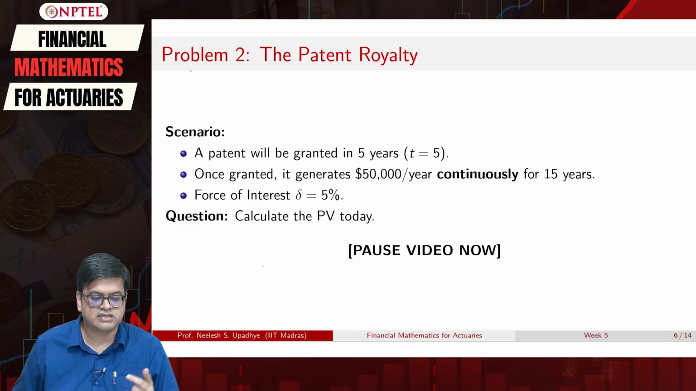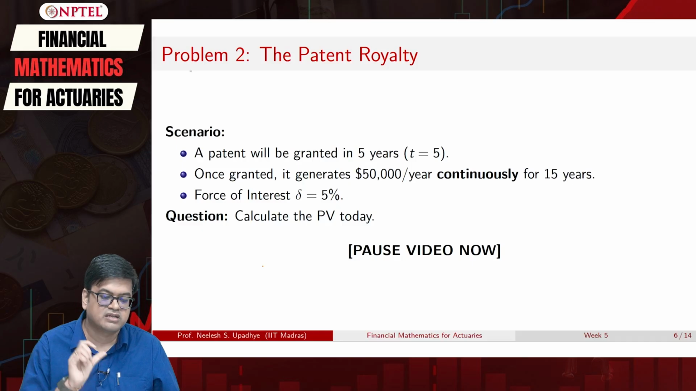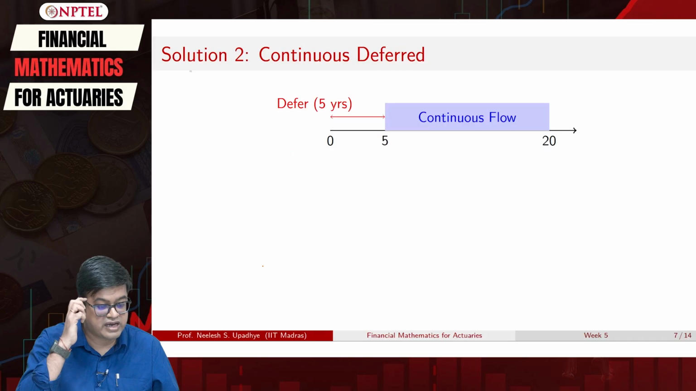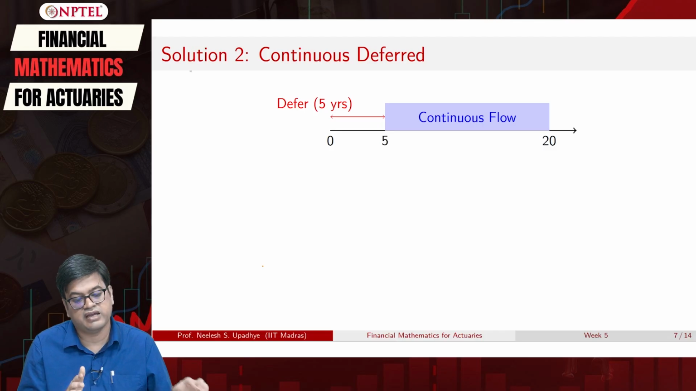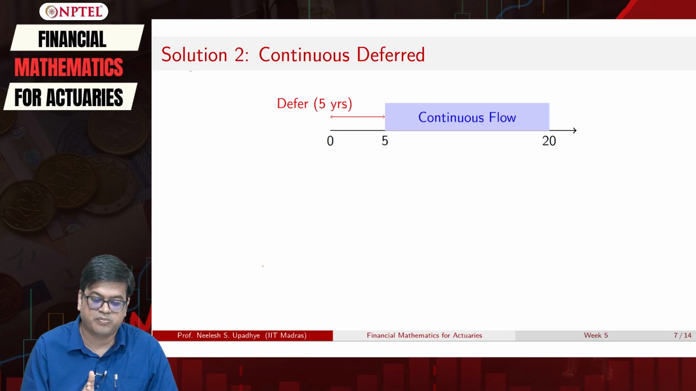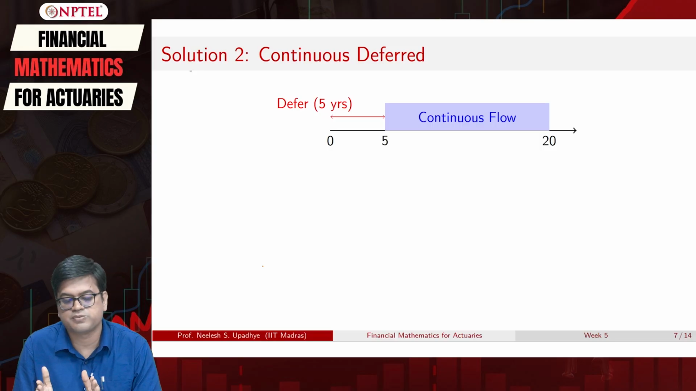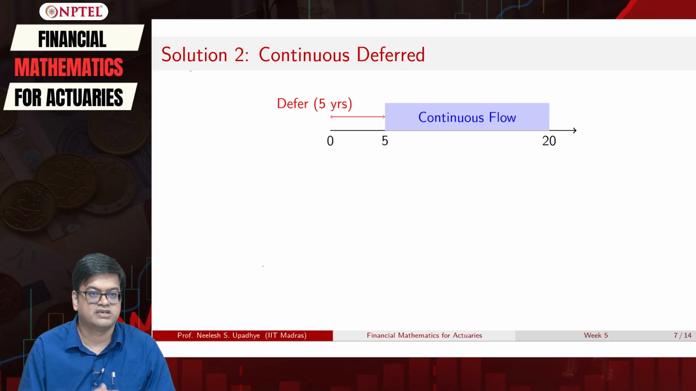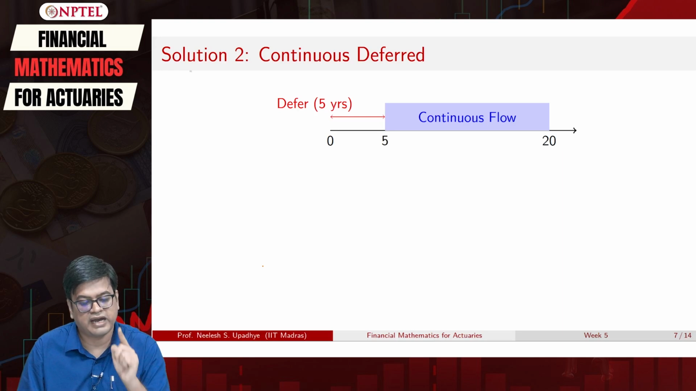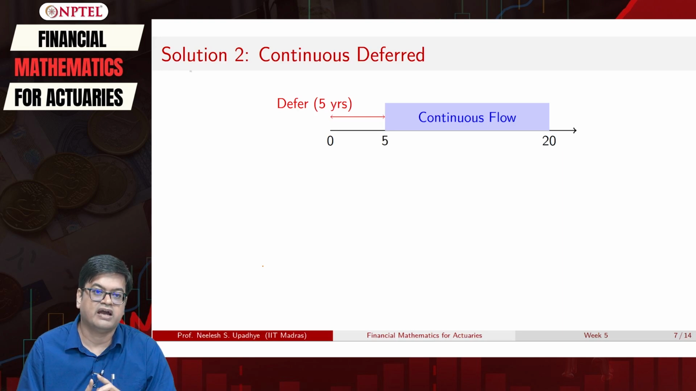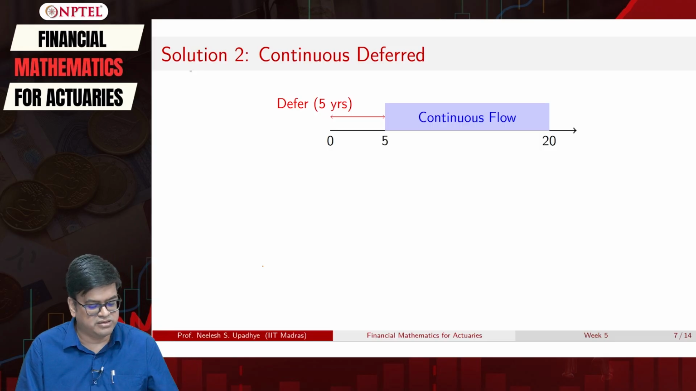Welcome back. So let us see the basic understanding of this problem, where the patent actually is granted after 5 years, right? So I have to defer my annuity by 5 years. Apart from that, there is a continuous flow of next 15 years, right? So everything is set for me. This is a deferred annuity problem. So I will look at the value at time point 5 and then I will discount it backwards. That should be my strategy.